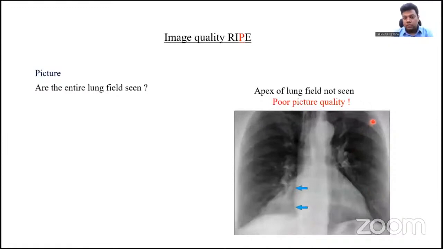Picture quality. In this X-ray film, you can clearly say that the apex of the lung fields are not visible. So the picture quality is not good.